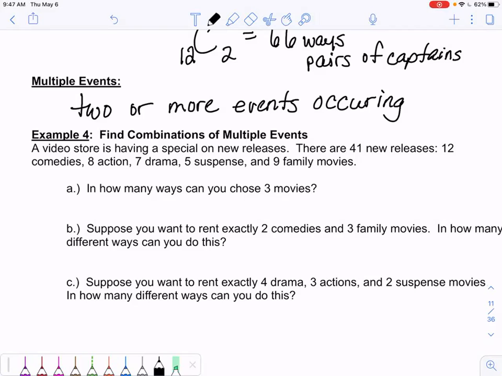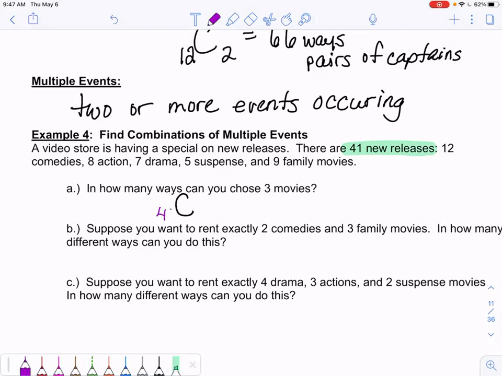The first question says, how many ways can you choose 3 movies? So we're not watching them. We're just picking 3 movies. So it's a combination since we're picking 3 movies. Haley, how many total movies do I have to choose from? 41. And because it doesn't say a specific type of movie, we're just picking 3 of the movies.